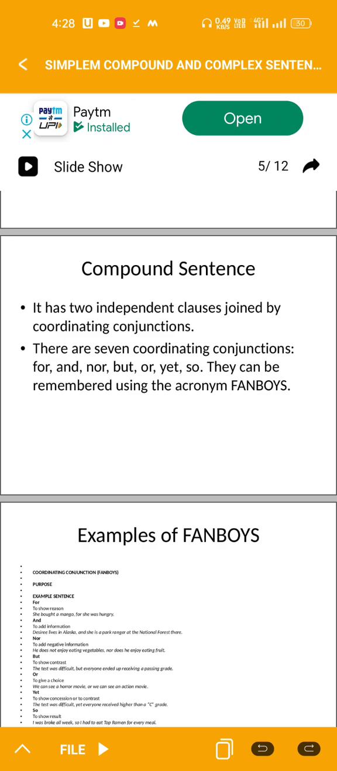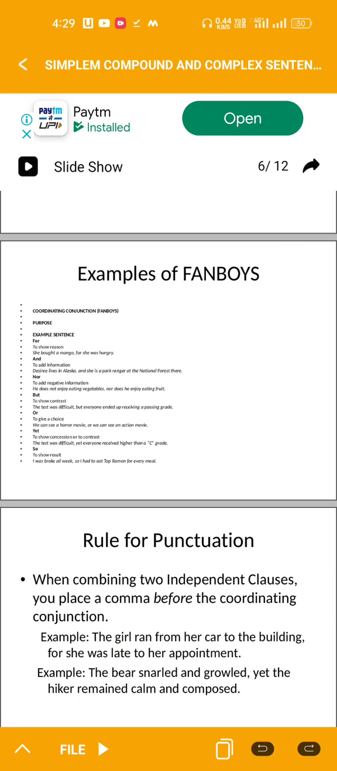So there are 7 coordinating conjunctions. The best way to learn all these is through an acronym. You can say FANBOYS. So FANBOYS, F stands for for, A stands for and, N stands for nor, B for but, O for or, Y for yet, and S for so. So examples of FANBOYS, I have put here.